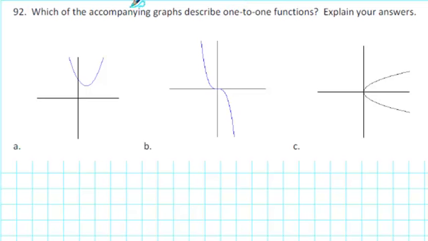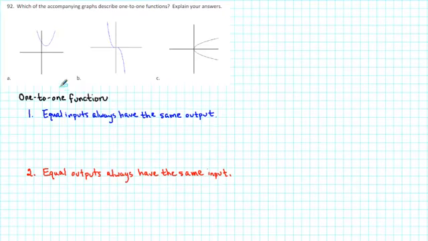Which of the accompanying graphs describe one-to-one functions? Explain your answers. Well, first of all, we have to recall what it means for a graph to be a one-to-one function. A one-to-one function has two important characteristics. Number one, equal inputs always have the same output. And number two, equal outputs always have the same input.